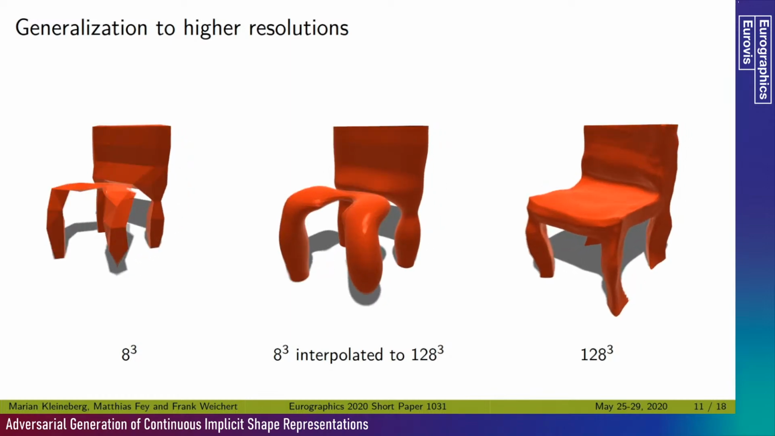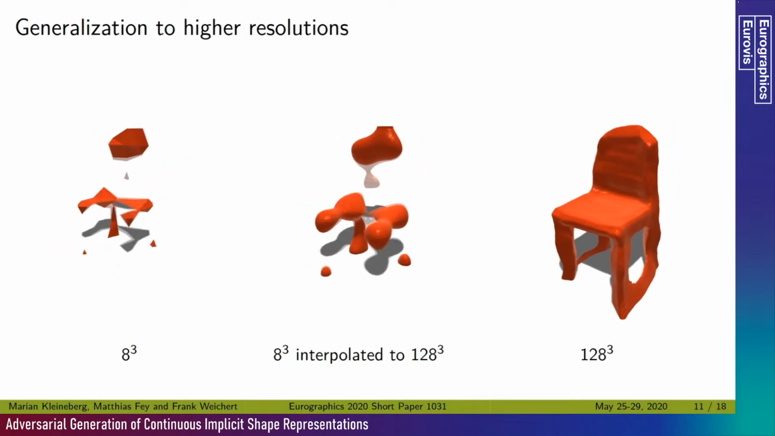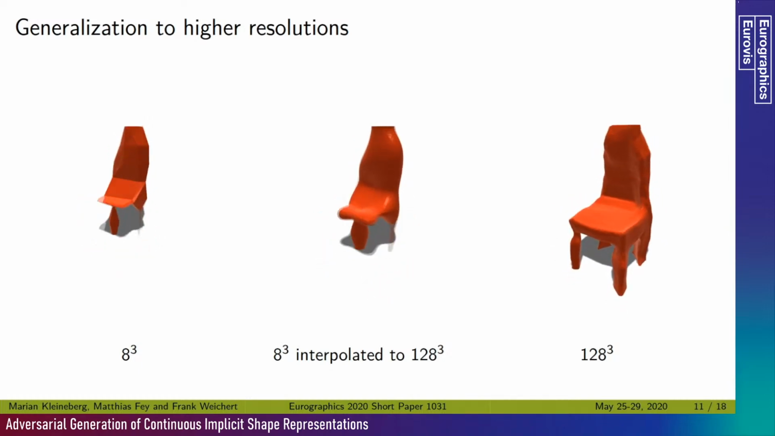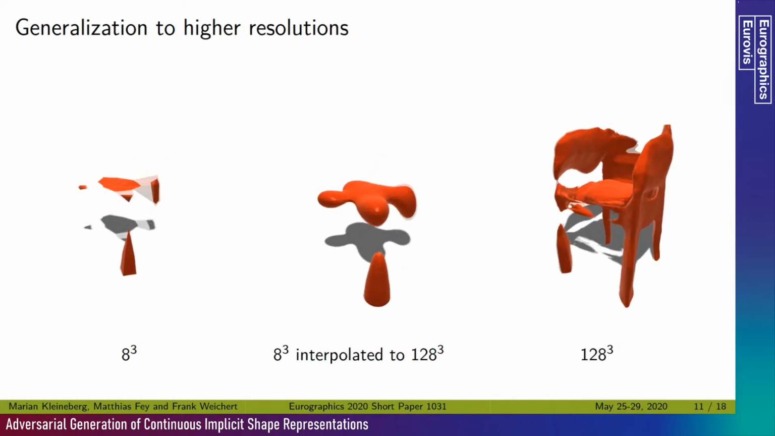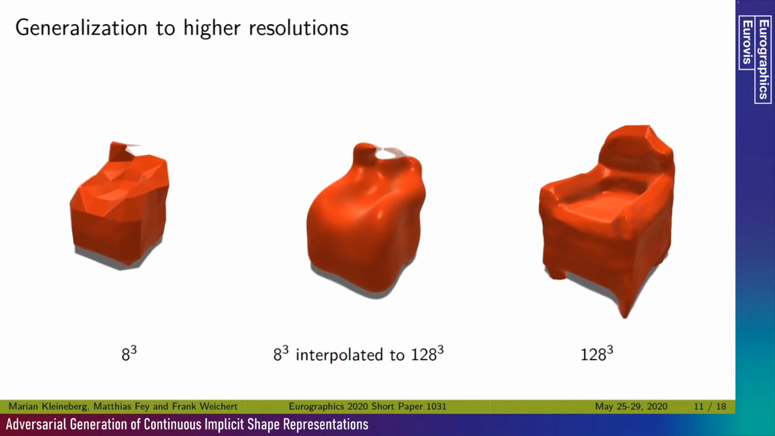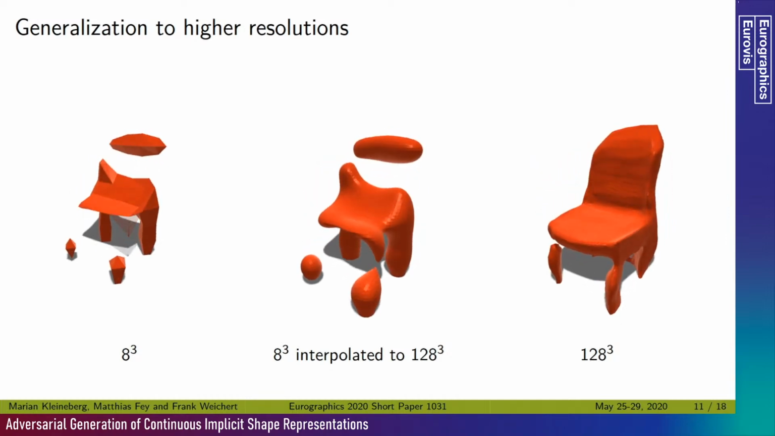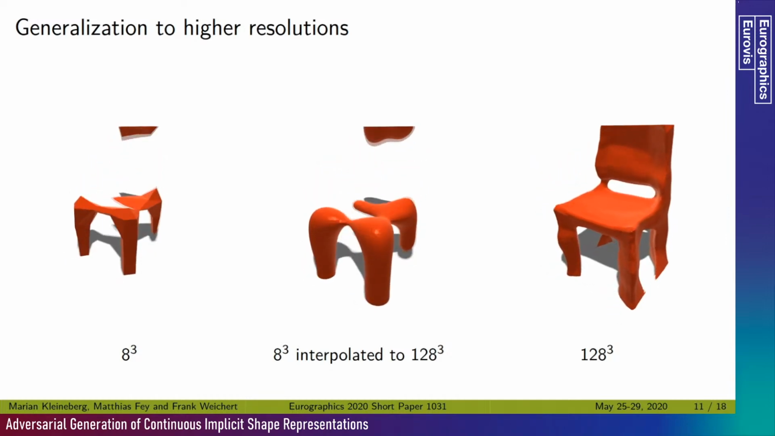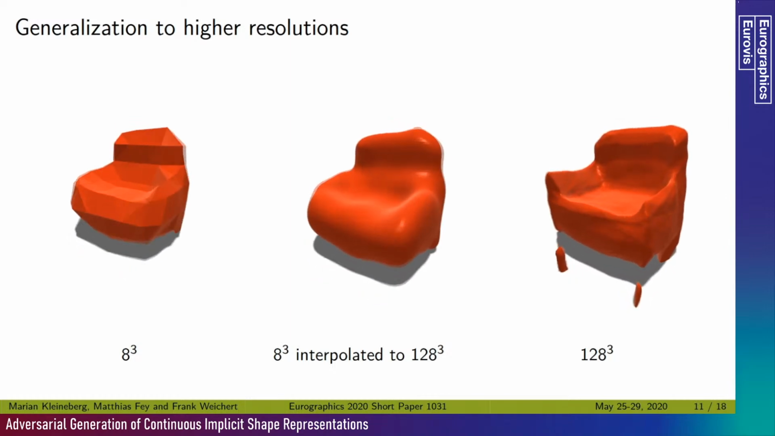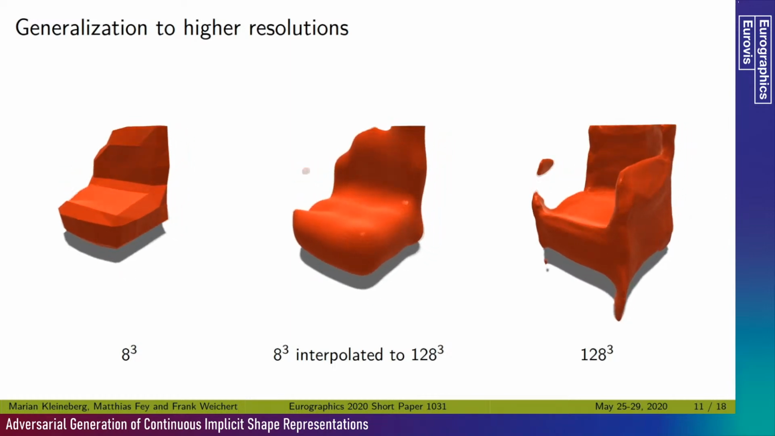However, if we take the network that was only trained on a resolution of 8 and query it at a higher resolution, in this case 128, we can see that the network was able to generalize to higher resolutions, even if it has never seen any voxel volume of a higher resolution during training for this experiment.